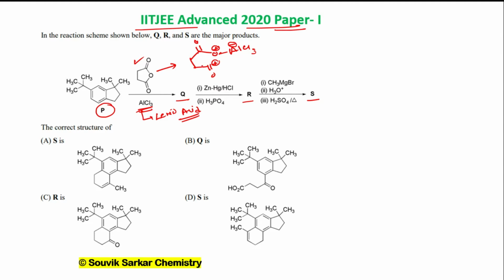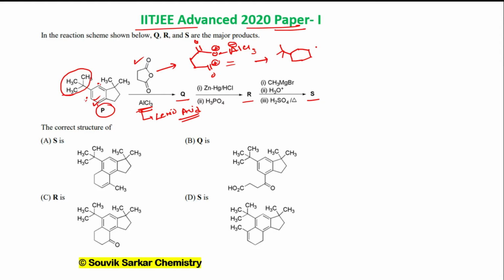Now this acyl cation will react with the benzene ring. Now it can react in this position or in this position or in this position, but here a bulky group is attached to this position. So due to this bulkiness, it will increase the steric hindrance in these two positions. So this acyl cation cannot attack in these positions. So it will attack in this position and it will form the corresponding acid.